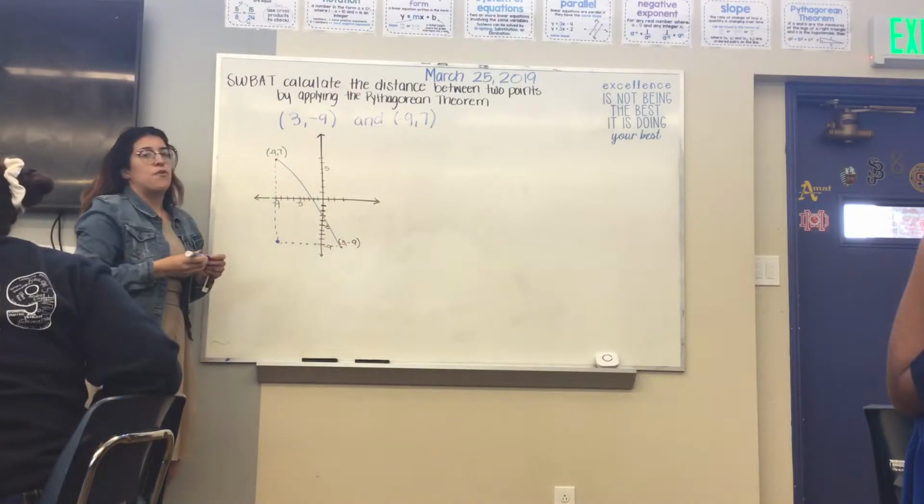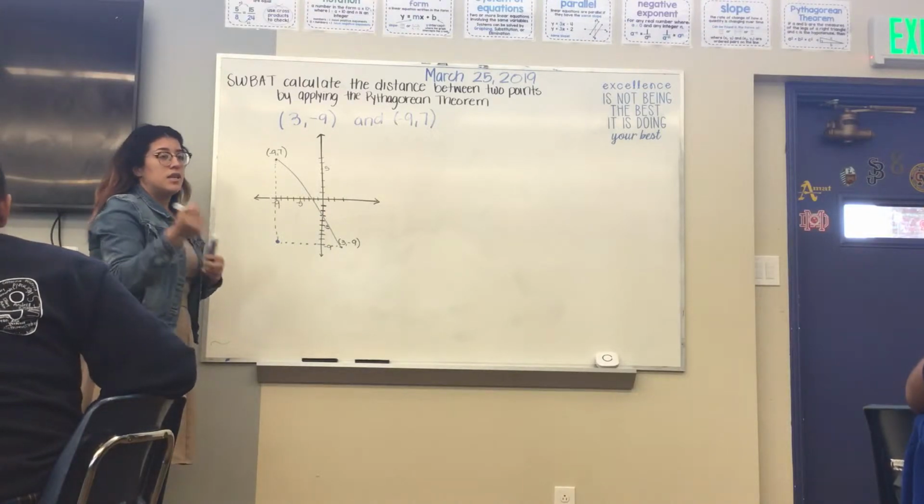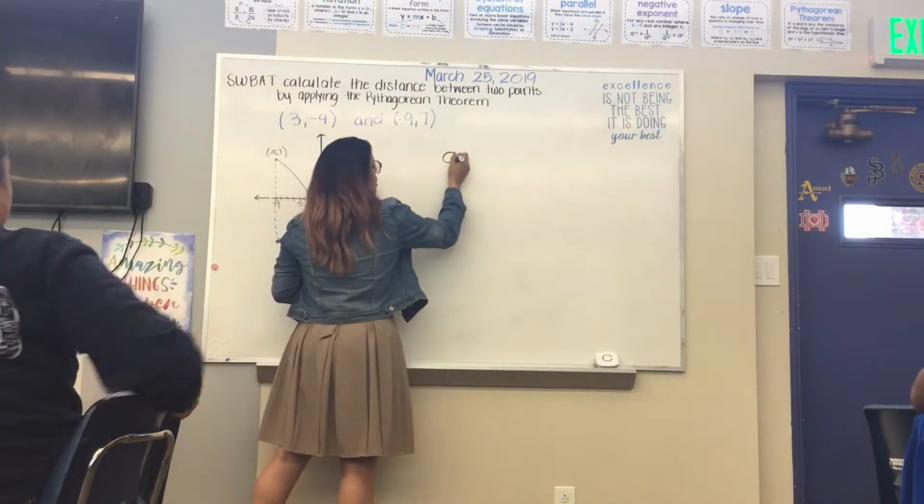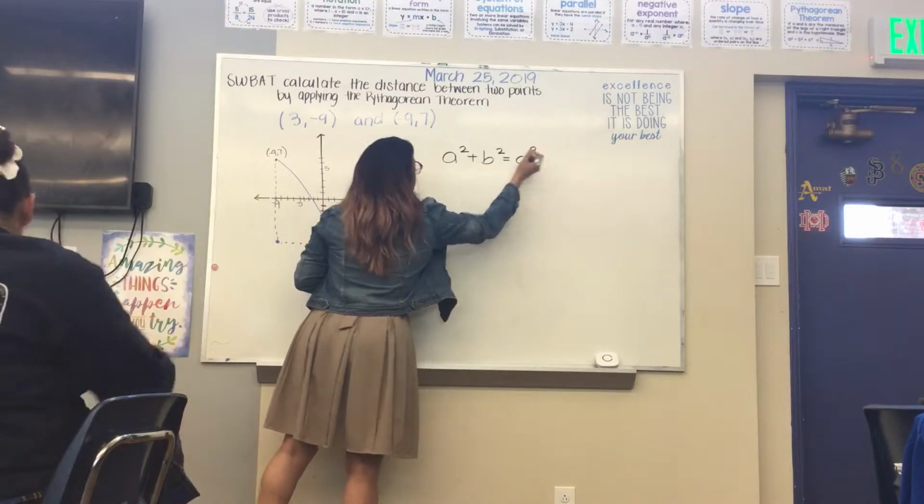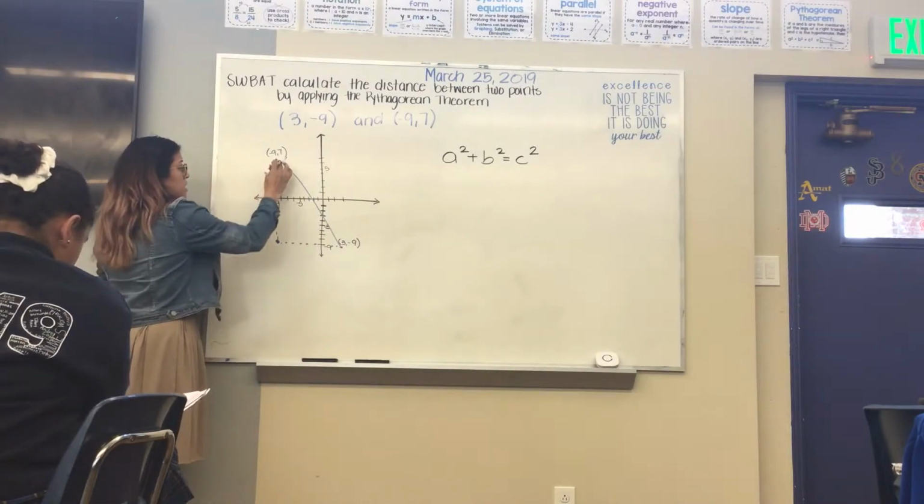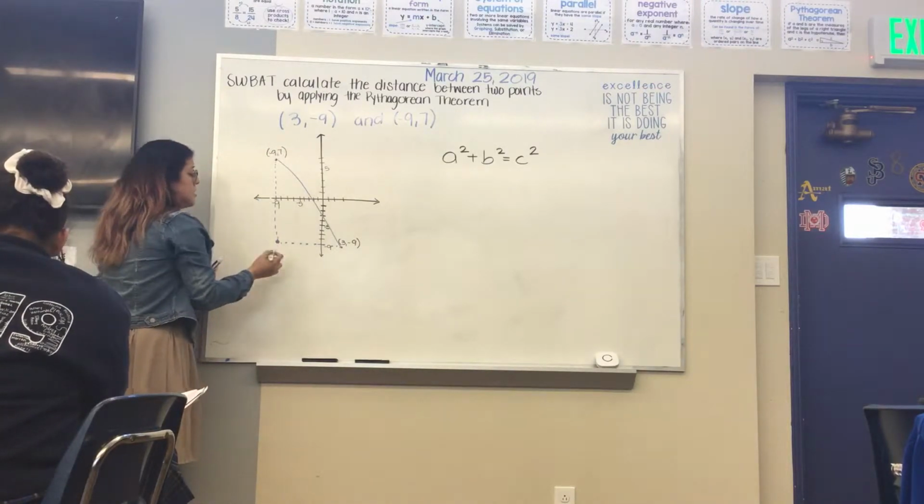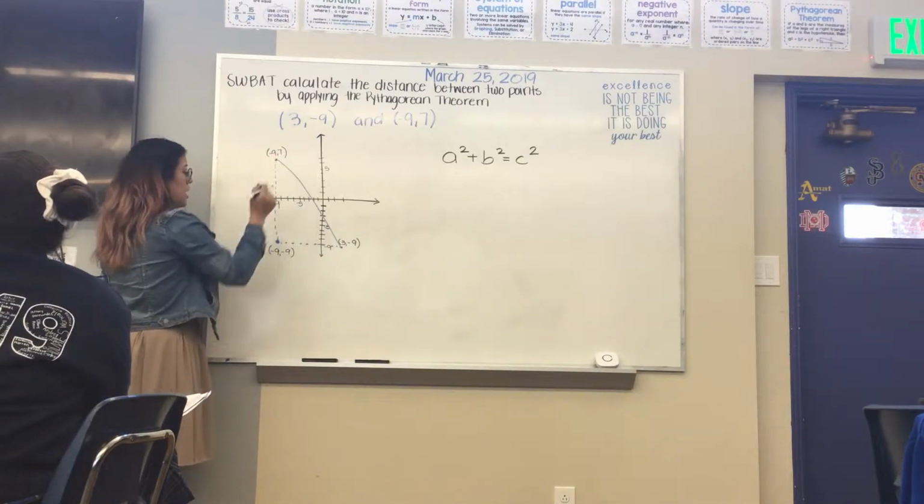Does anyone remember the formula for the Pythagorean theorem? A squared plus B squared equals C squared. Good. A squared plus B squared equals C squared. So in this case, for right now, we're just going to count the spaces. The distance between negative 9, 7 to negative 9, negative 9. So we're counting the spaces.